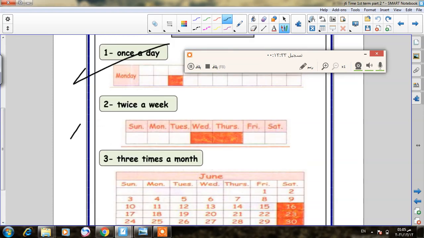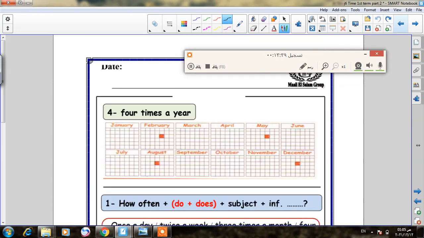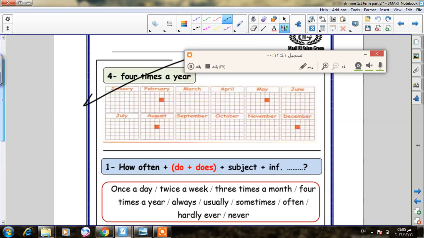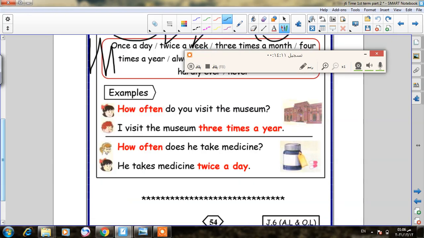I can say once a day, twice a week, three times a month, four times a year. Here we use how often, okay, with do or does, and of course after do or does we put the verb in the infinitive form. Okay, and these are the words that I can use in order to answer this question. Once a day, twice it means two times, once it means one time, twice a week, three times a month, four times a year, always, usually, sometimes, often, hardly ever, never.